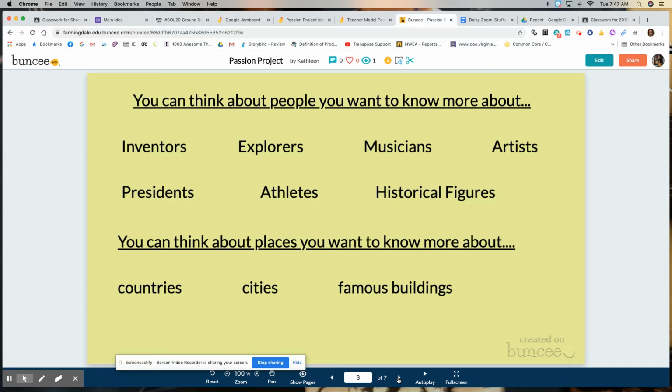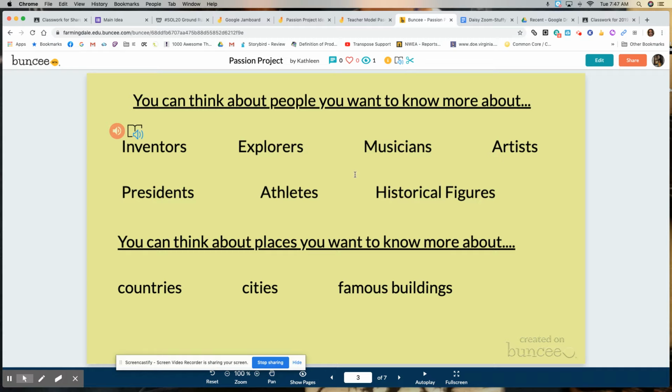Okay, so you can think about people you want to know more about: inventors, presidents, explorers, athletes, musicians, historical figures, artists, any person that you've been really interested in knowing a little bit more about how they grew up or how they became this person. You can research that person. I forgot to put on this chart, but also animals. If there's a specific type of animal that you really are interested in, but you really don't know that much about that animal yet, an animal would be a great topic too for researching.